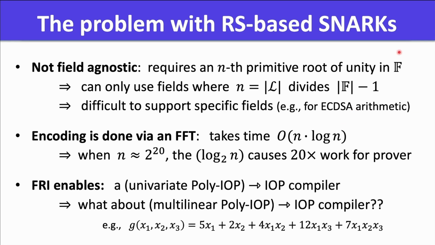So whenever we use FRI, we're immediately prevented from using specific primes like the ECDSA prime or even binary fields because two-way folding is incompatible with binary fields.